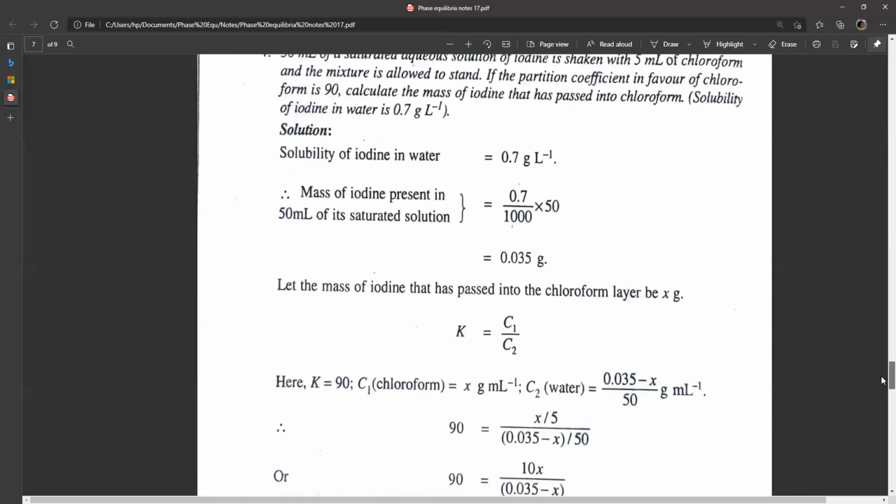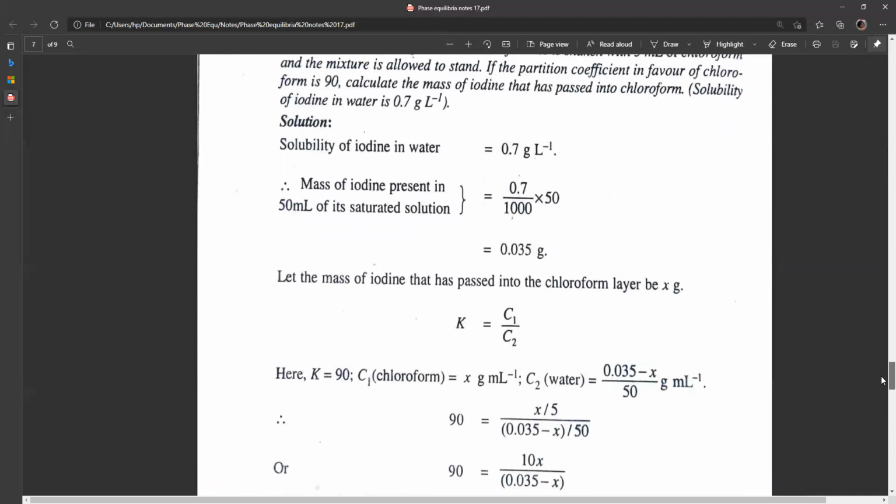So the solubility of iodine in water is 0.7. The mass of iodine present in 50 ml of its saturated solution is equal to 0.7 by 1000. Solubility means 0.7 in 1 liter. So we have to calculate its weight in 50 ml: 0.7 by 1000 into 50, that is 0.035 gram. Let the mass of iodine thus passed into the chloroform layer be x gram.